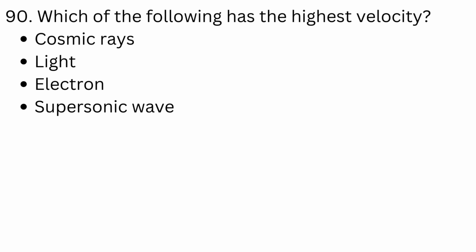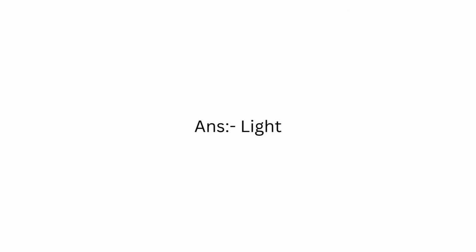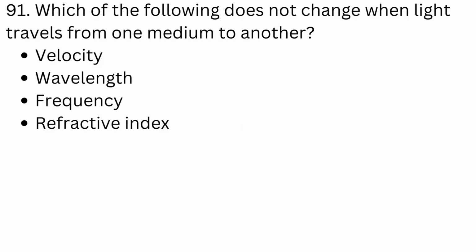Next question is, which of the following has the highest velocity? Options are cosmic rays, light, electron, supersonic wave. And the right answer is light, meaning light has the highest velocity among the following. Now we'll be watching our last 10 questions.